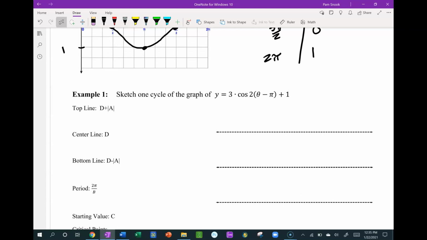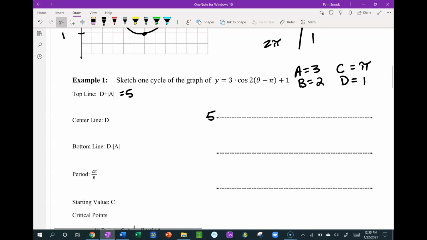We have y equals 3 cosine of 2 times theta minus pi plus 1. So A equals 3, B equals 2, C equals pi, remember change the sign on it, and D equals 1. All right, so top line D plus absolute value of A is going to be 5. Center line is just D, so that's 1. Bottom line is going to be 1 minus 3, which gives you -2.